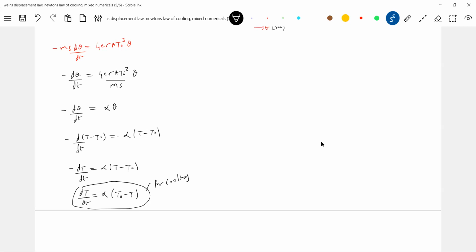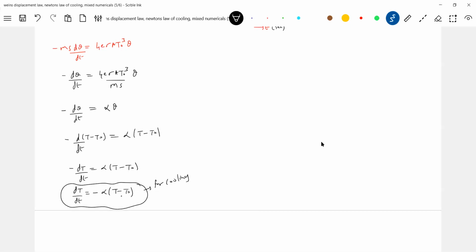The rate at which T minus T naught. What is T? Temperature of body. It is directly proportional to the temperature difference between the surrounding and the body. So I think, okay, this is a negative sign. Let it be here. This is for cooling of a body.